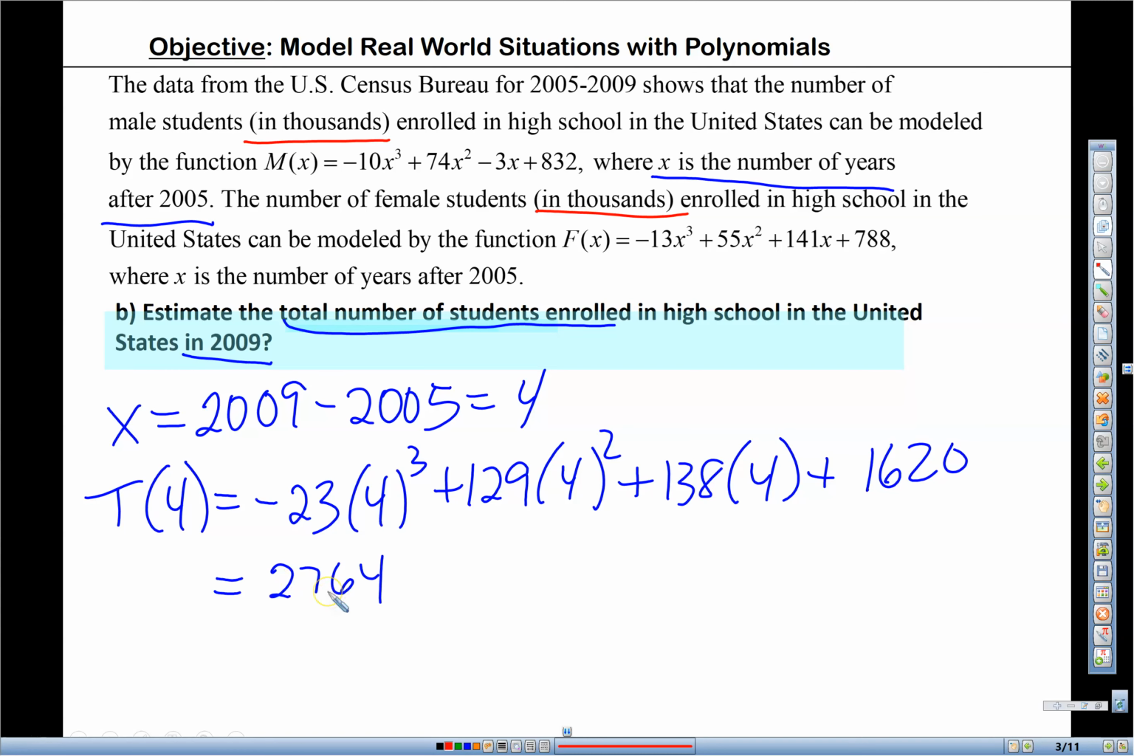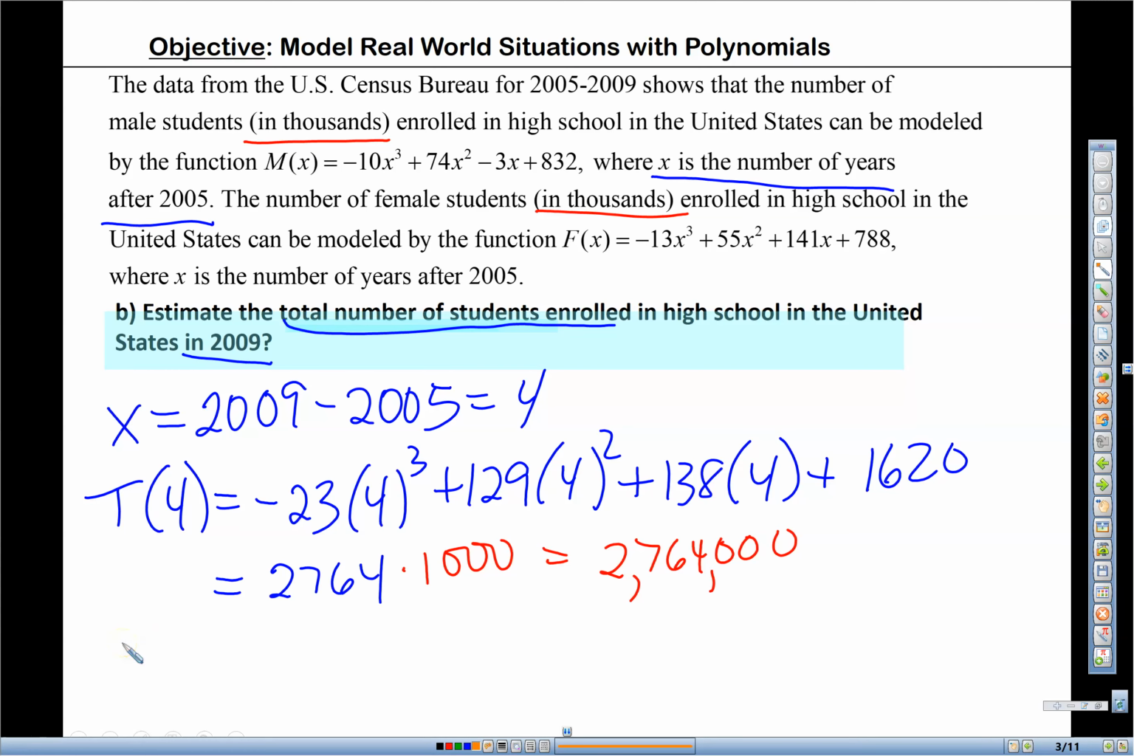Which means that this 2,764 does not represent the total number of students in this situation. We have to first multiply it by 1,000, which would add 3 zeros to our number. And so we're looking at 2,764,000.